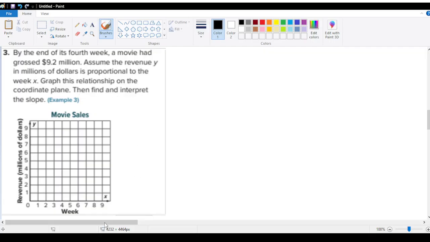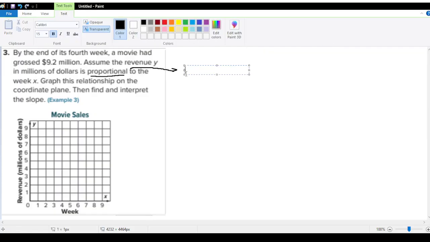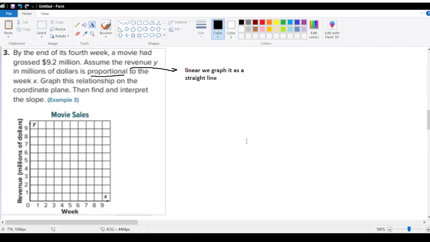Okay, so here, in order to graph, we don't have an equation, right? Yes. But he said that it's proportional. What did we say about proportion, what does that mean? It means that it is linear. What's the meaning of linear? Linear, the graph is a straight line. We graph it as a straight line. Okay. So he has not given us an equation. If he gave us an equation, we would do a table and find points and connect them.